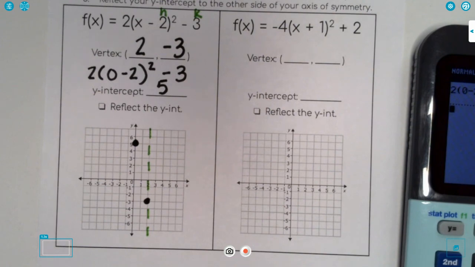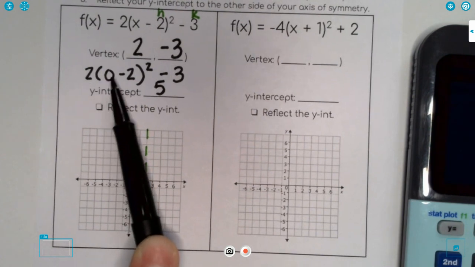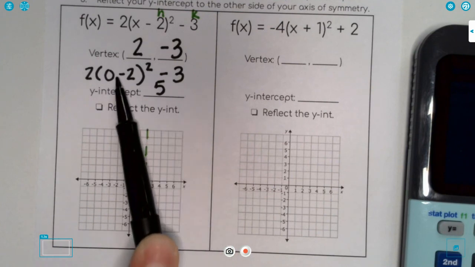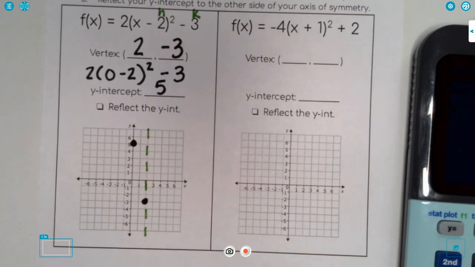When you are plugging it into your calculator, you would read this as 2 times (0 minus 2) squared minus 3. So I said minus here, so that gets plugged in as a minus. I said minus here, so that gets plugged in as a minus.